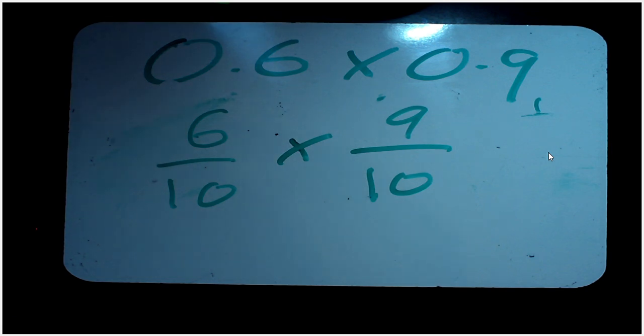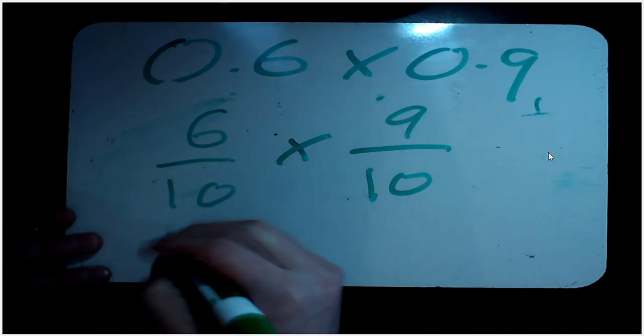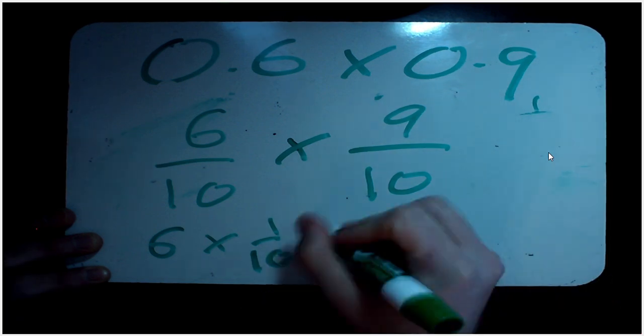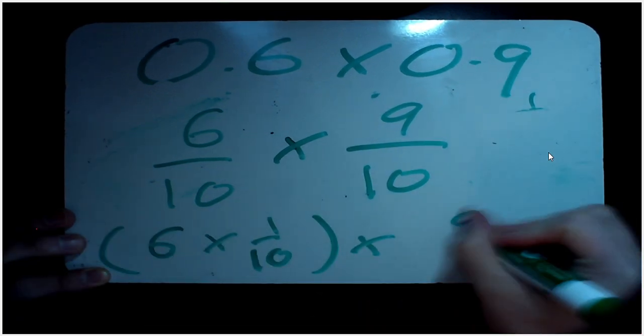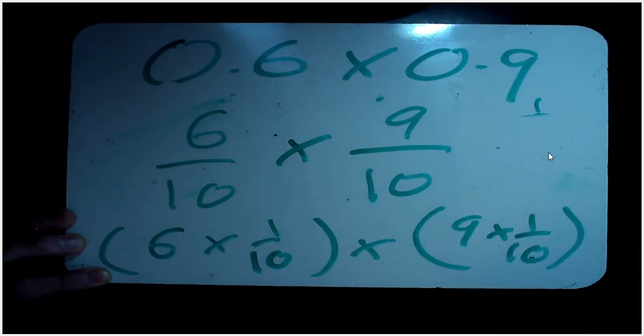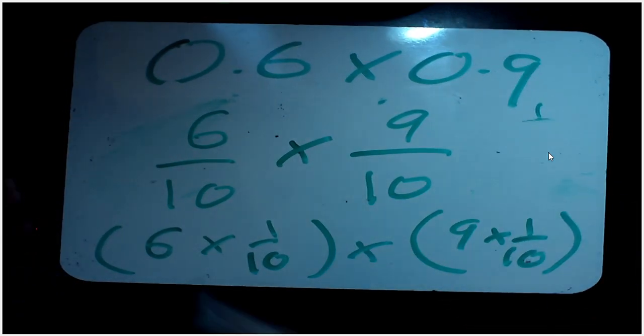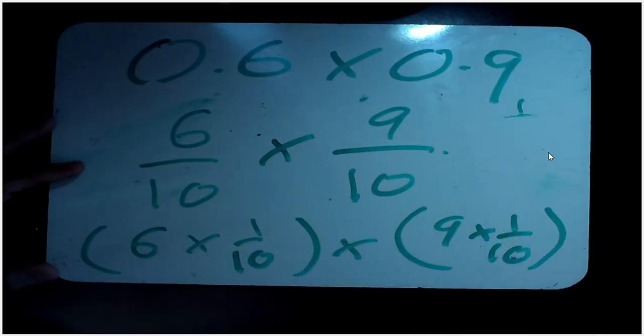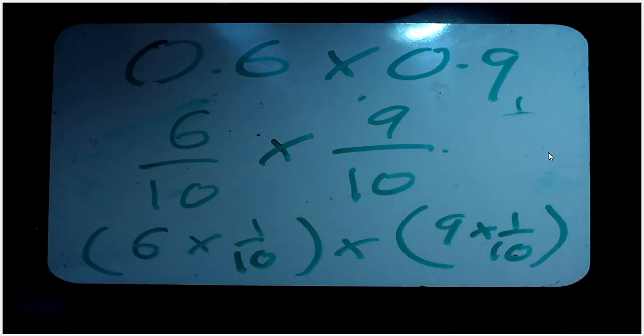So I am going to first look at how I can use the associative property with this. I'm going to break this out. I'm going to make this 6 times 1/10 times 9 times 1/10. Why are you doing that, Mr. Hoffman? Well, if you think about 6/10, if we drew a bar diagram, I'm going to do this on my next whiteboard. I need to just get a bigger whiteboard.